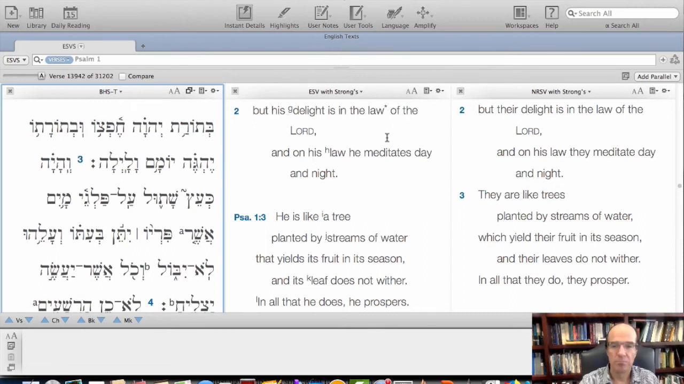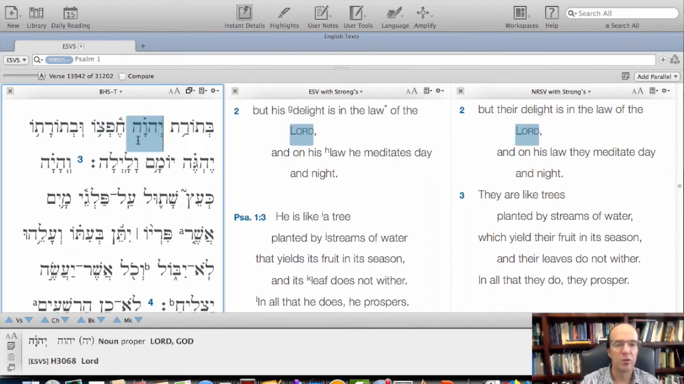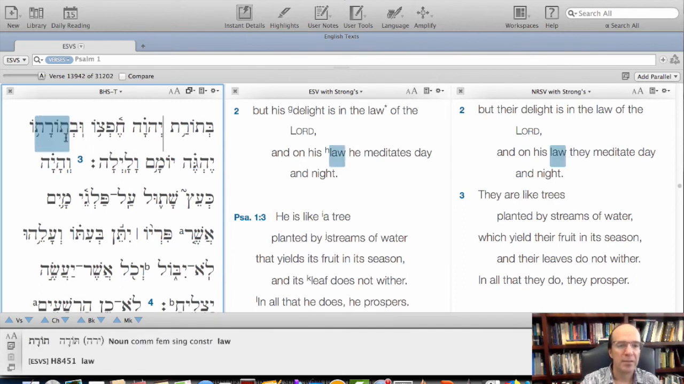both texts agree on that. And then we have the word his delight. So this his delight, this genitive particle talking about the blessed person, is in the law of the Lord. This is a verbless clause. There's no verb right here. And so when you have a noun, no verb, you're allowed to use the word is. And so this is just a nominative, this particular noun functioning as the subject of essentially a verbless clause. And then the second half, we have and, beit torato, in his law.